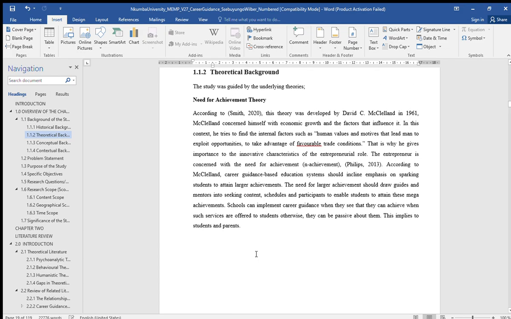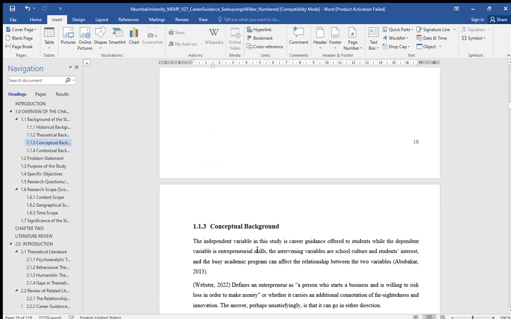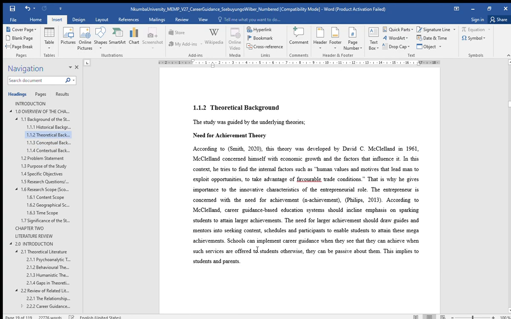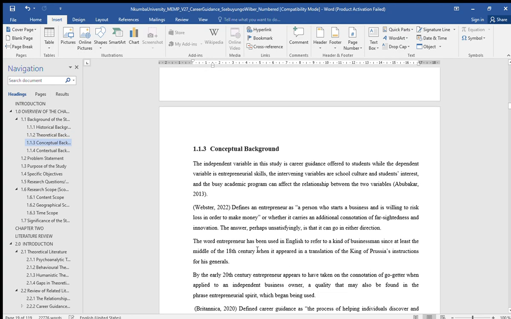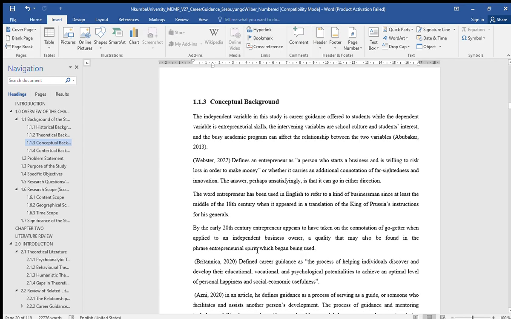Now that is the theoretical background. If you have another theory, that's what you also have to note. You state the theory, you show who the theorist is, who developed the theory, which year the theory was developed, then what the theory states, and how the theory relates with your study. Is it relevant to your study? Those are the perspectives you should have while you're writing the theoretical background. Now we are going to the conceptual background.